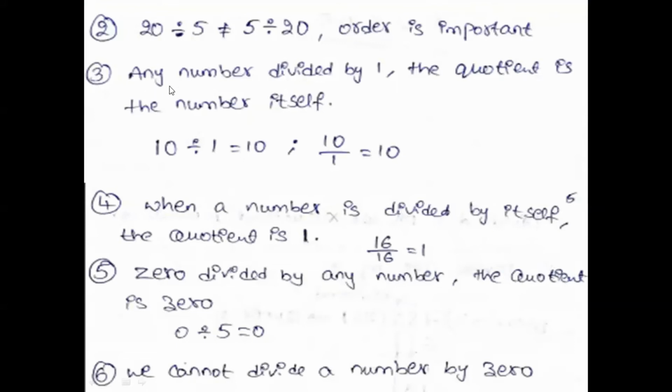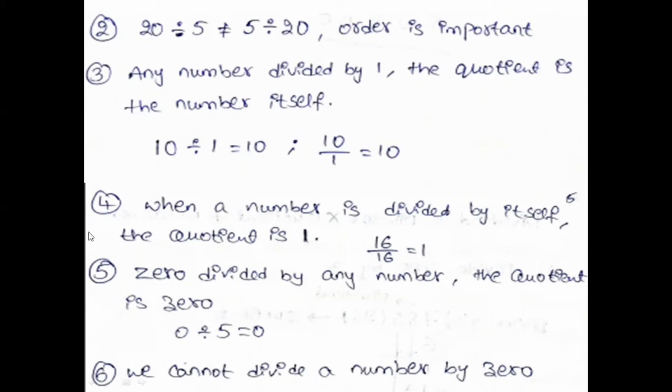Third one. Any number divided by 1, the quotient is the number itself. 10 divided by 1, the quotient is 10. Or we can write it like this also: 10 divided by 1, the quotient is 10.